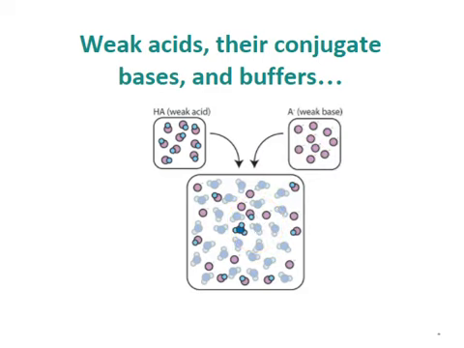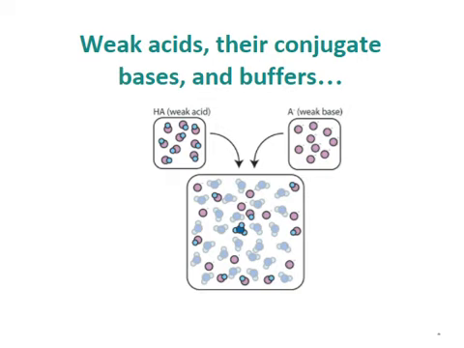Weak acids only have a modest tendency to shed their protons. And when they do this, the negatively charged anion becomes a willing proton acceptor, and that's the conjugate base. So the conjugate base has the ability to accept those protons.